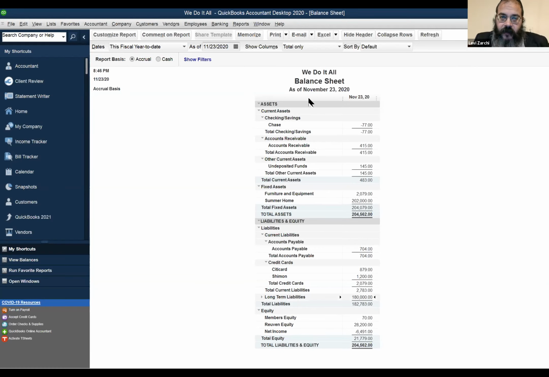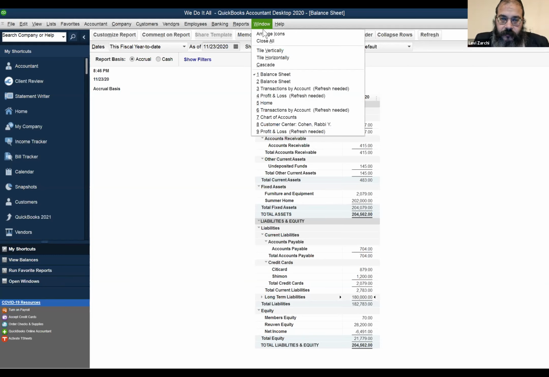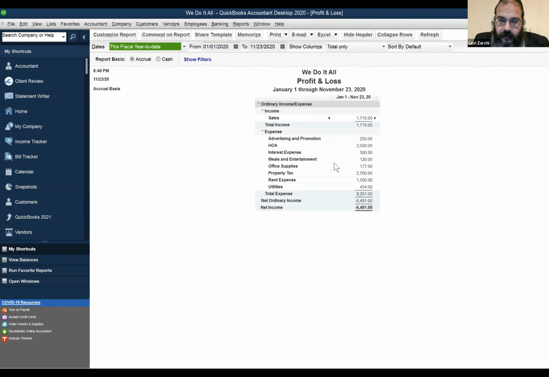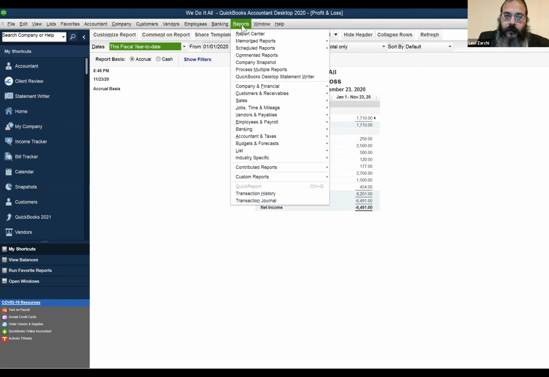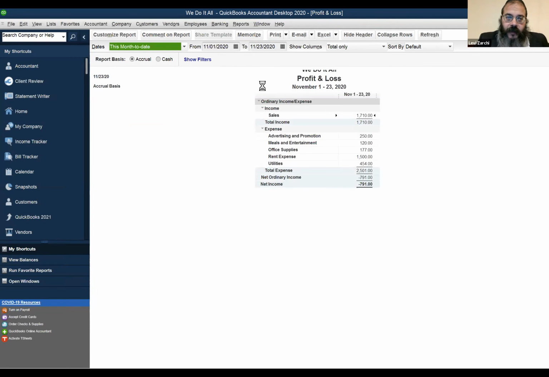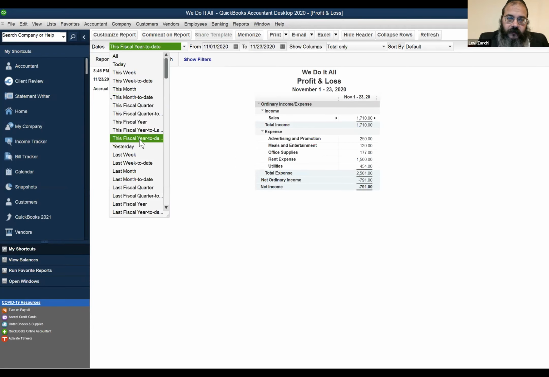Now let's go back a second to the profit and loss sheet. Profit and loss sheet, refresh needed, obviously. We have here now the 2,500. Okay, that's again, if you have to make the report, go to reports, company financial, and pick the first line, which is called profit and loss standard. And again, you take this fiscal year to date, not this month to date.